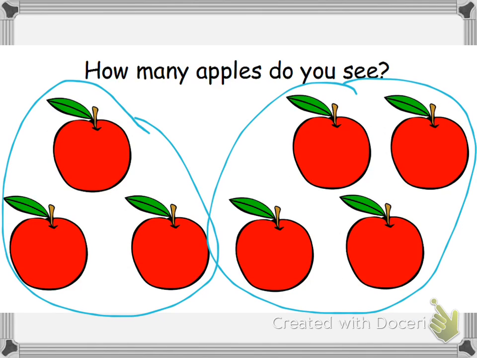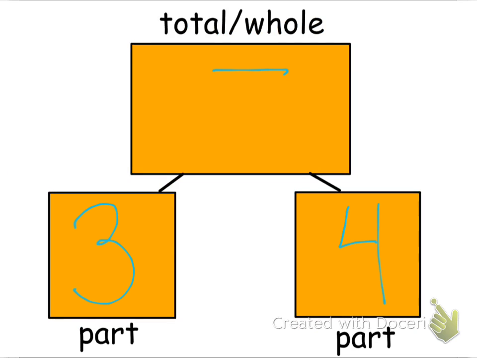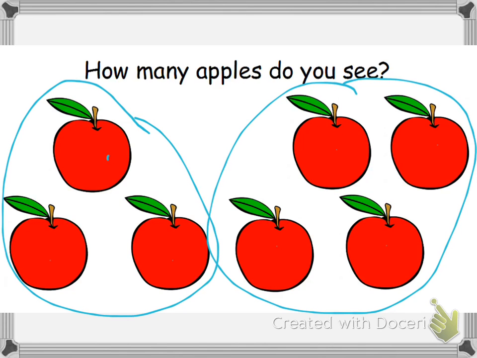Now let's figure out our whole. So we just count all the apples all together to figure out the whole. 1, 2, 3, 4, 5, 6, 7. So we know that our whole is 7. Now some people may say, Ms. Perkins, I didn't see 3 and 4. That's not what I was thinking of. Okay, well let's look at another one that we could do.